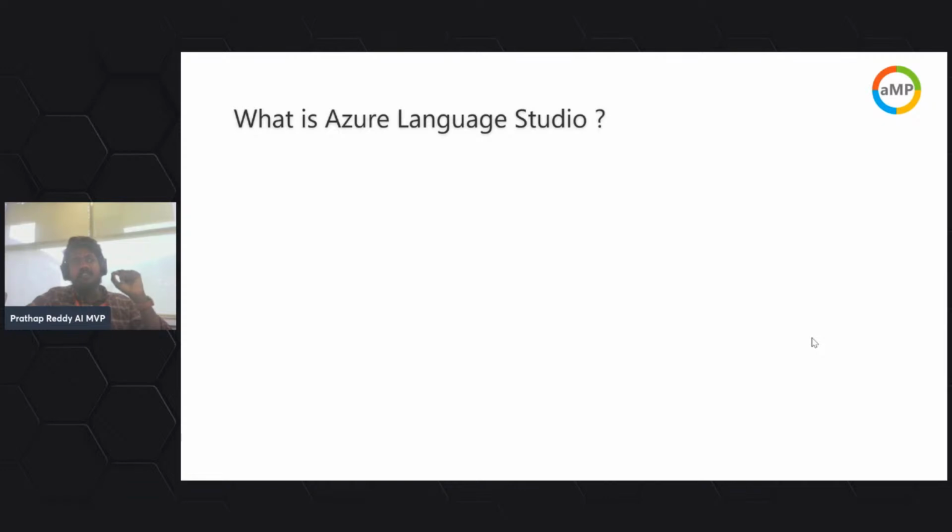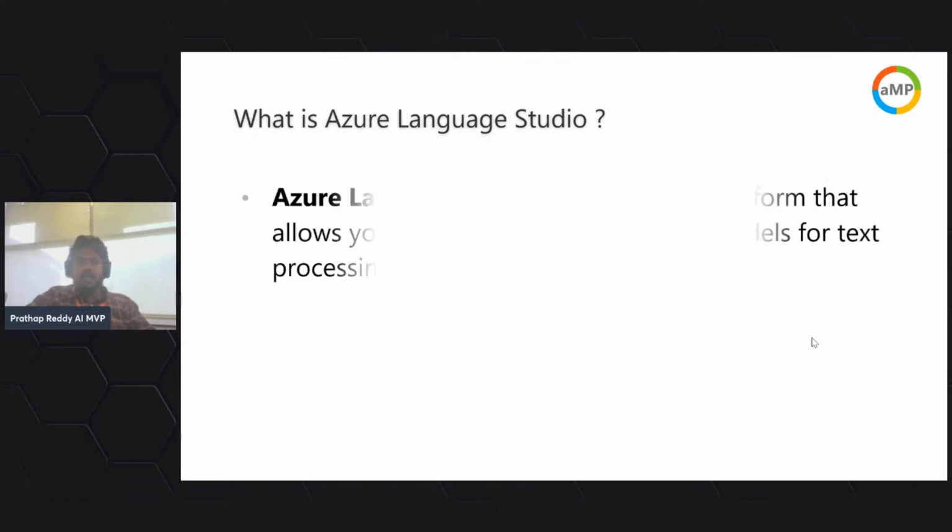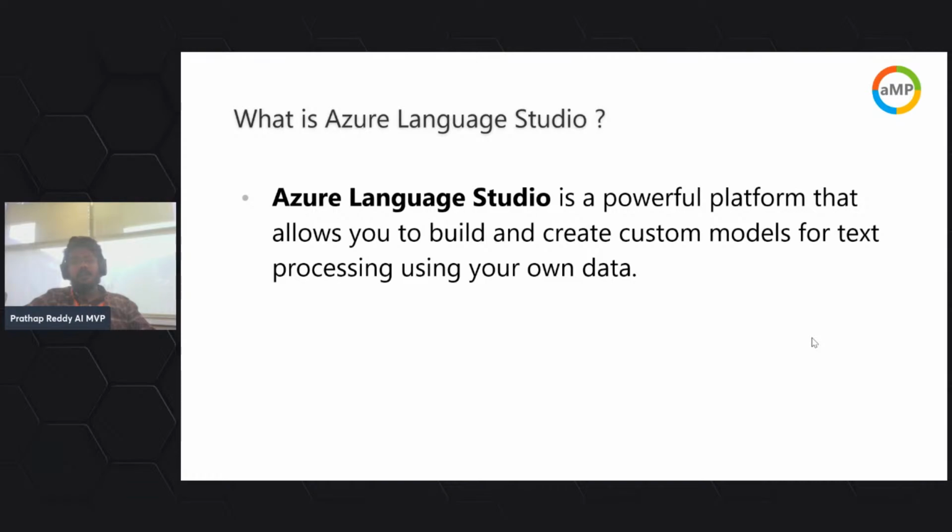So we can discuss what Azure Language Studio is. We can say that Language Studio is a powerful platform that allows you to build and create custom models for text processing using your own data. Say, for example, whatever data you have, you need to build one type of language model. By using a powerful platform like Language Studio, it allows you to create custom models. For example, if I'm creating one chatbot, that is one custom model.